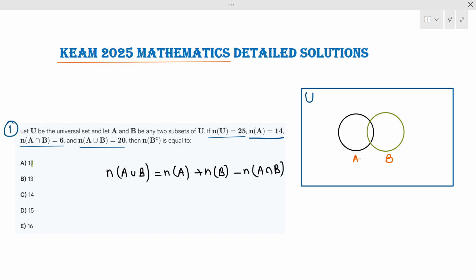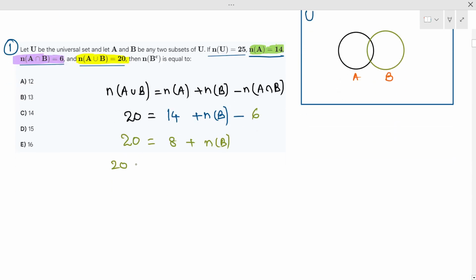So here, what is n(A union B)? That is 20. So 20 is equal to n(A). We are given n(A) as 14, so here we should write 14, and we are not given n(B), so keep it as it is, minus n(A intersection B), which is 6. So 20 is equal to 14 minus 6, that's 8, plus n(B), and if we subtract, 20 minus 8 will be n(B), which means n(B) is equal to 12.